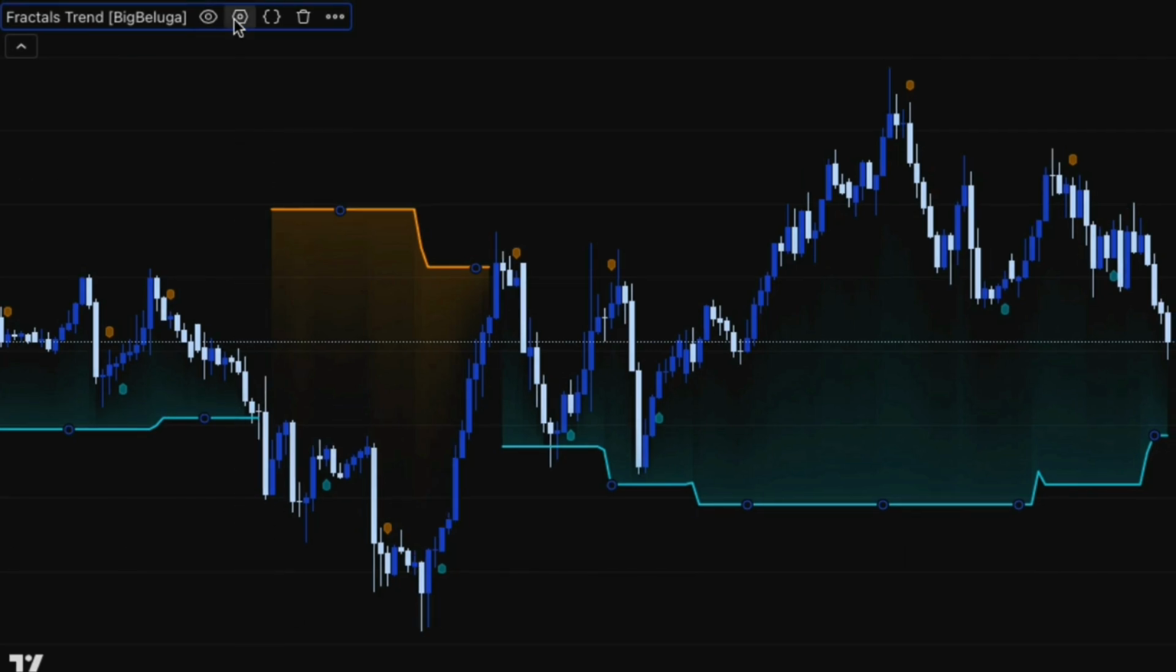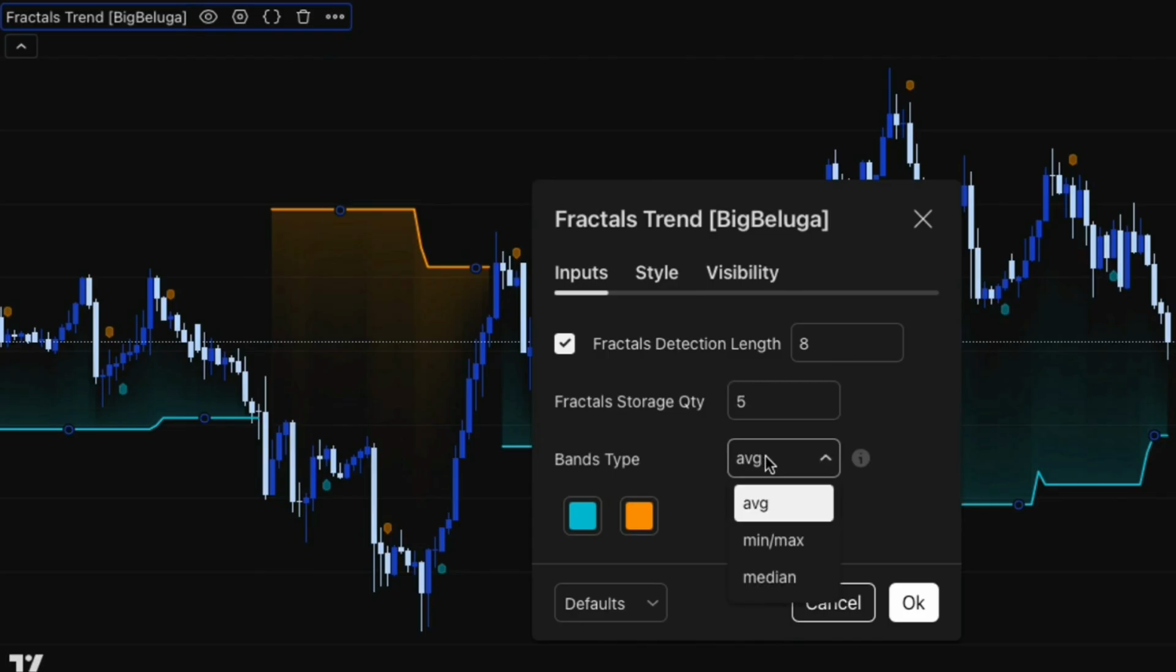The last key setting is the band's type, which decides how the indicator processes the stored fractals. You can use the average, median, or minimum-maximum values depending on how tight or loose you want the trend band to be, but the default average option works perfectly for most traders.